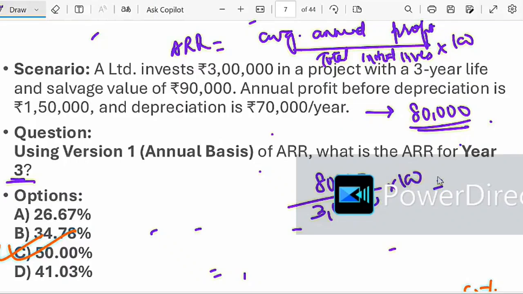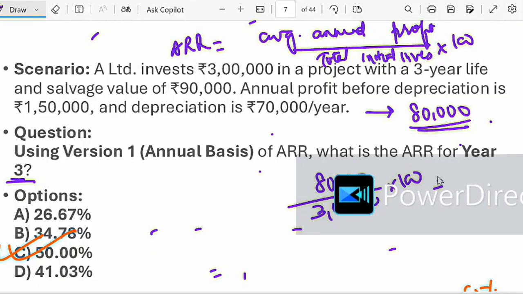Please tell me. You have to understand what the formula is. Since we are taking total investment, we will write the average annual profit divided by the total investment, right?